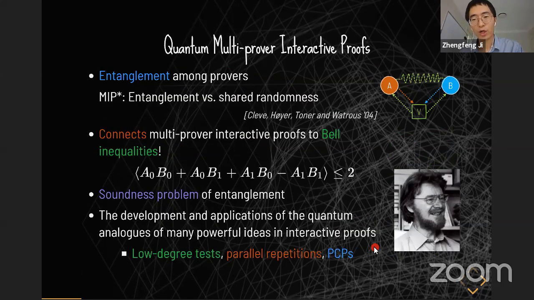So adding entanglement between the players, you have the class MIP star, which was pioneered in the work of Cleve et al. I think it's beautiful because it connects multi-prover interactive proofs to Bell inequalities. Also notice the soundness problem caused by entanglement, because entangled strategies can have higher values, so previously classically sound protocols will not be sound quantumly. It also opens the door to developments and applications of quantum analogs of many powerful ideas in interactive proofs, like low degree tests, parallel repetition, and PCPs. Most of these are the techniques that we use in our work.